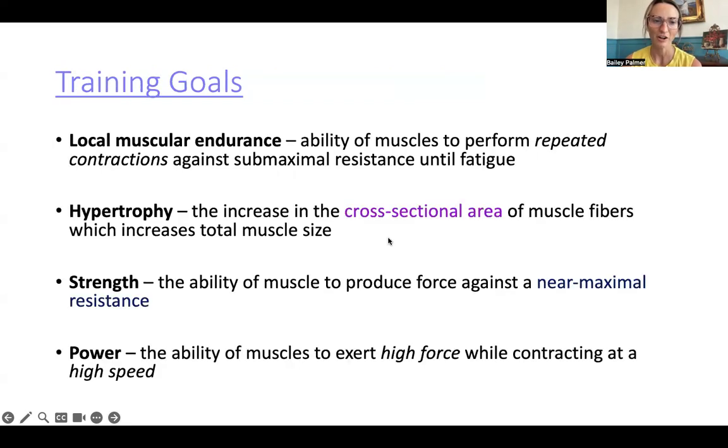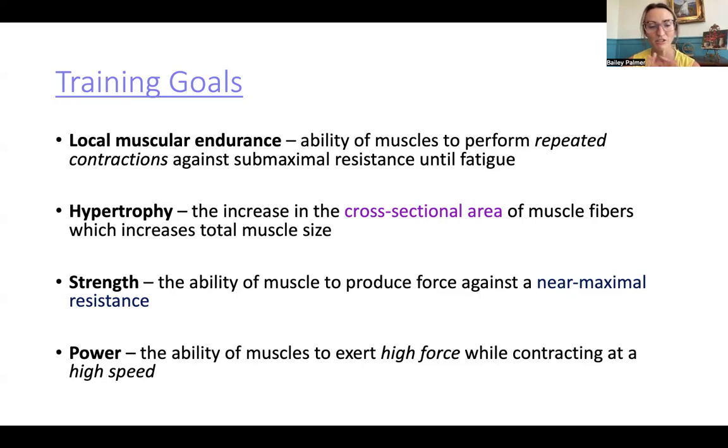All right, now looking at our training goals. We talked about muscular endurance in a previous lecture. We are just doing an exercise where we're using a sub-maximal load, so a light load, and we're producing as many contractions as we can. So as many repetitions as we can over time until we hit a goal number. Hypertrophy is about increasing muscle size. And so we're increasing the cross-sectional area of muscle fibers, which results in an increase in the total size of the muscle. And so muscle hypertrophy uses moderate resistances and moderate volumes to achieve this.